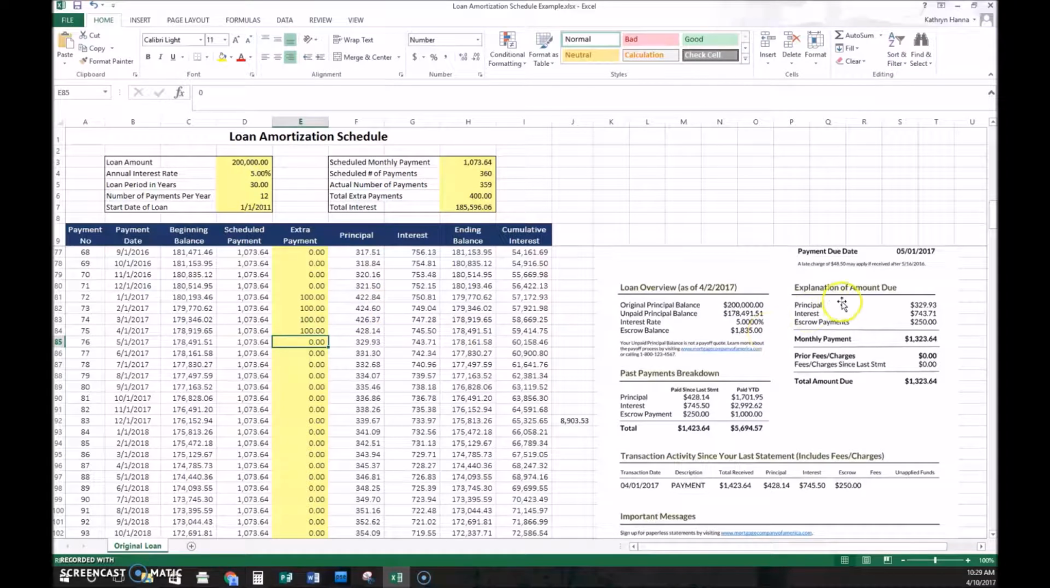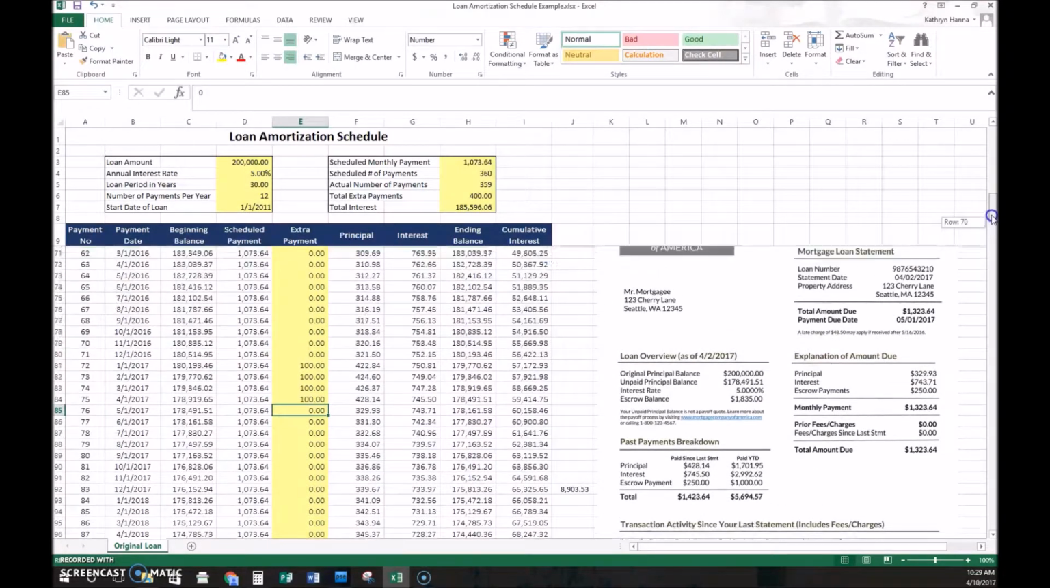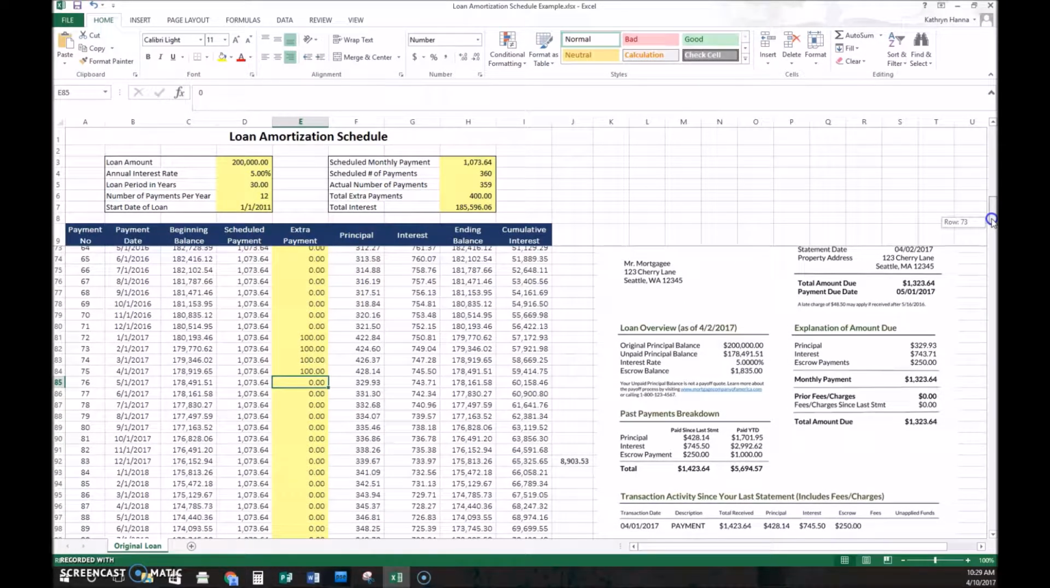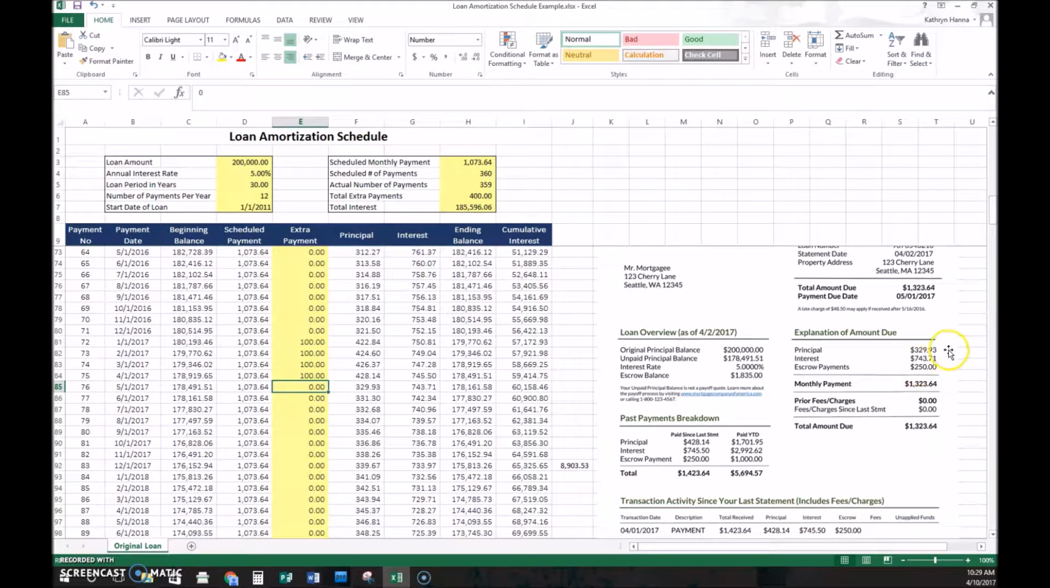So the first thing we want to do is look at the principal and interest payments due on this statement. This monthly statement is dated April 2nd, so it would be right after the April 1st payment, with the payment next being due on May 1st. If we add up the $329.93 and the $743.71, we would get this $1,073.64. So far everything matches.